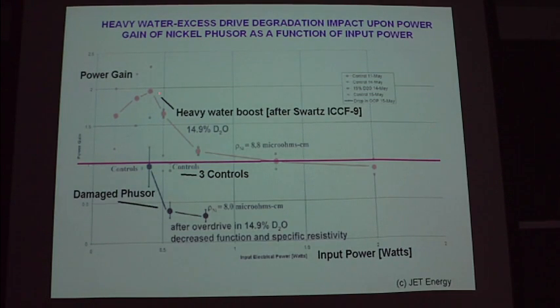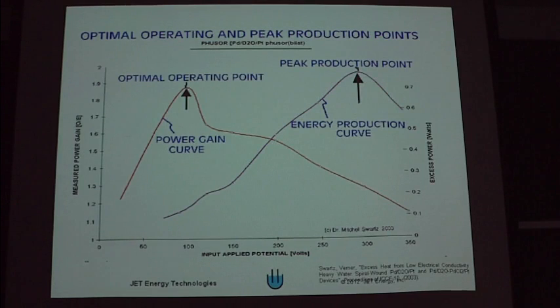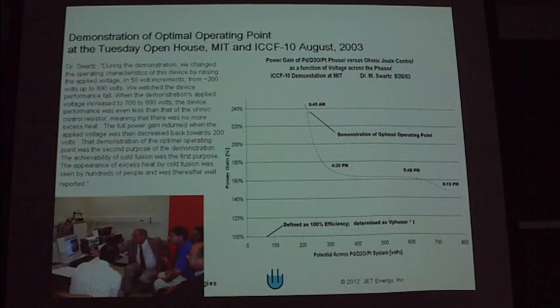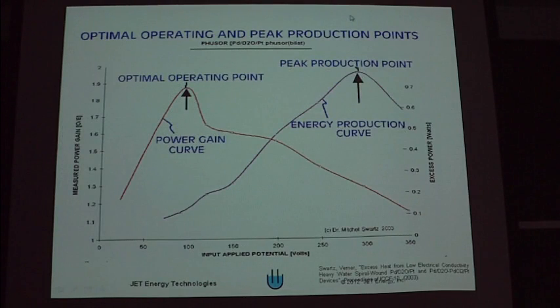And so here, for example, what we're looking at is a heavy water boost of 14% heavy water. We're getting to a power gain of 2. Here we overdid it. And we can see, in fact, that the conductivity of the nickel, normally 8.8 microohm centimeters, fell, and at that point we had an inactive, inert, dead cathode. One more thing, there may be 2 types of optimal operating points. We find when we drive motors that there's a functional second peak. I'm not quite sure what it means yet.